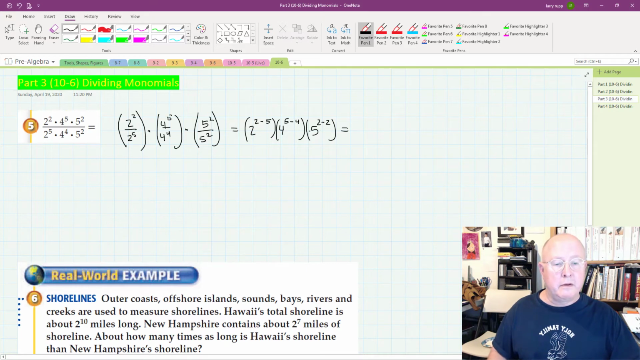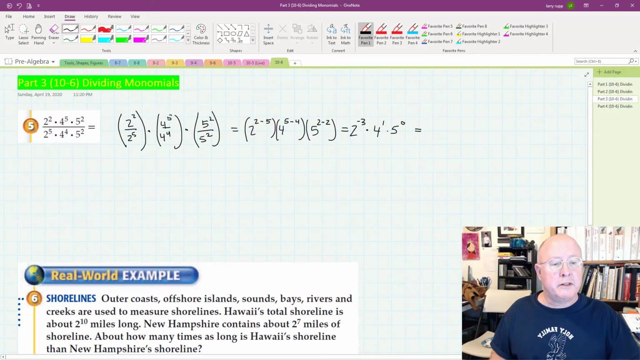Okay, well now let's work these out. 2 to the 2 minus 5 becomes 2 to the what? Negative 3. Very good. 4 to the 5 minus 4 becomes 4 to the 1. And here's an interesting one. 5 to the 2 minus 2. What's that become? Well, 2 minus 2 is 0, right? Is that our answer? Because I can tell you right now it's not. How about this?